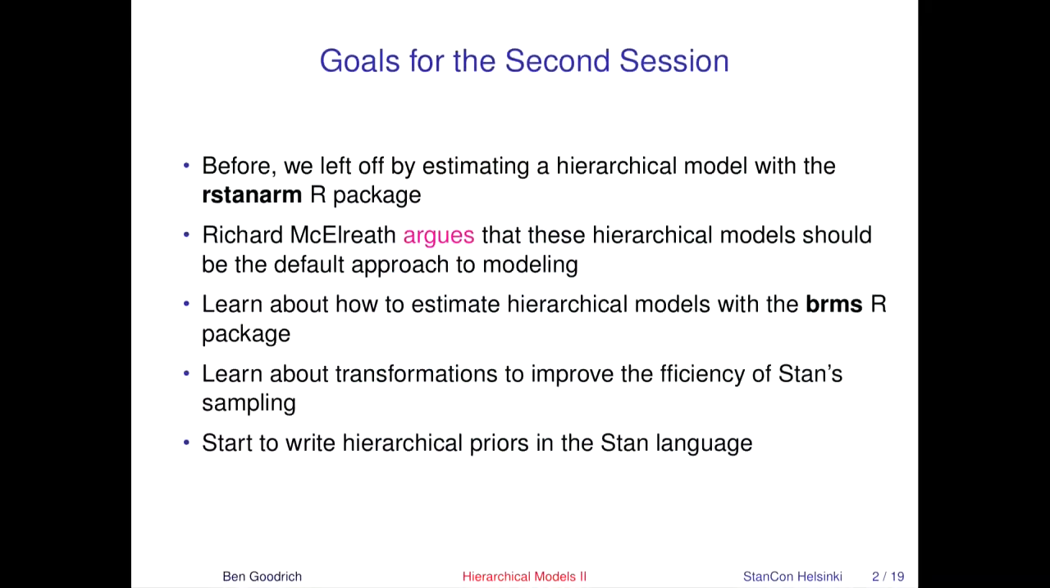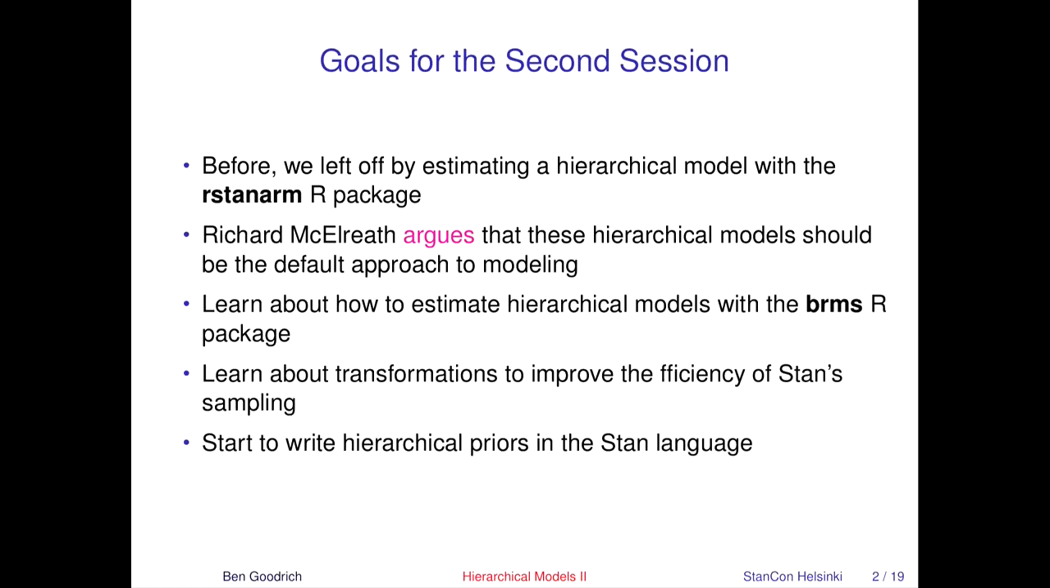So goals for the second half here. We left off, we did a hierarchical model with the RStanARM package. And Richard McElreath, who is going to be giving a talk here tomorrow and has written a book, argues forcefully that these hierarchical models ought to be the default way of approaching Bayesian modeling. It wouldn't make sense in most situations to use a non-hierarchical model when modeling data, because there's always going to be some heterogeneity that you would want to take into account, or at least you couldn't rule that out until you actually estimate those models.